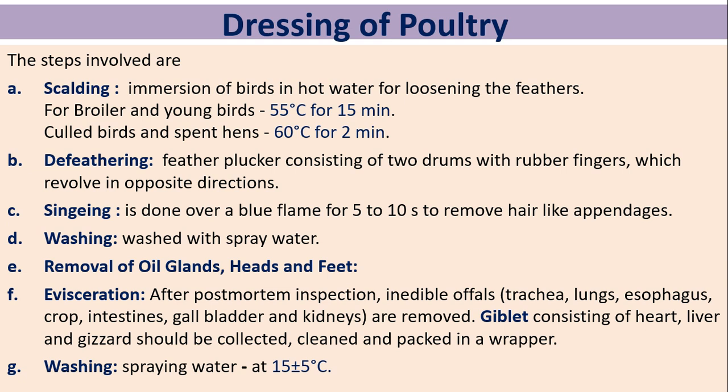Scalding, defeathering, singeing, washing, removal of oil glands, heads and feet. In the case of evisceration, a term is there, giblet. Giblet consists of heart, liver and gizzard. Next, washing step, spraying water at 15 plus or minus 5 degrees Celsius.